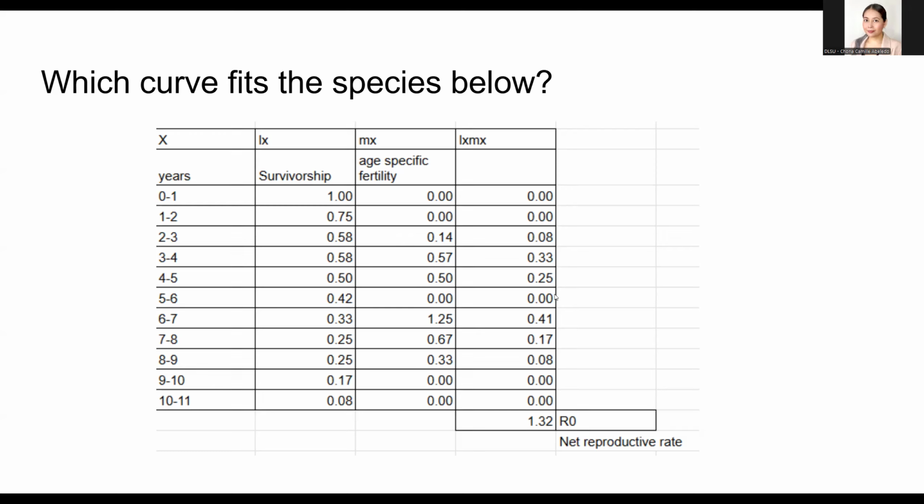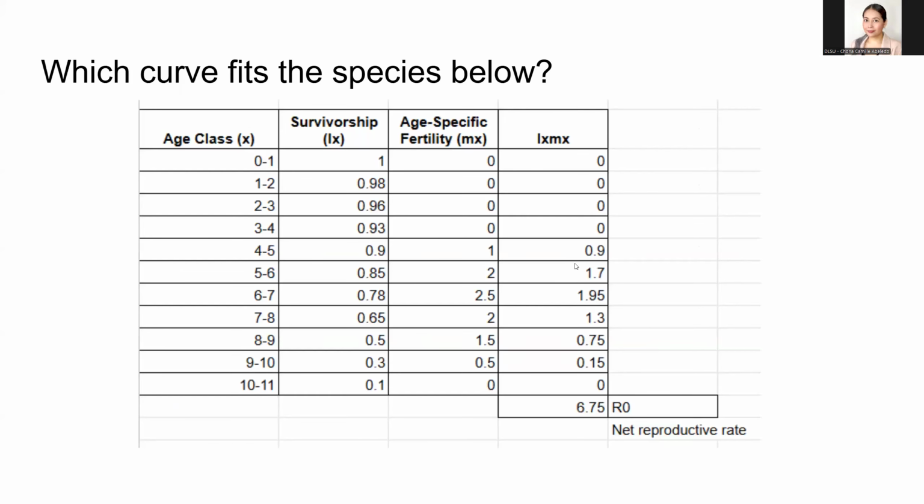So let's see if you can apply it to another fecundity schedule. Let's look at this one. Given this fecundity schedule, does this species represent a type 1, type 2, or type 3 survivorship curve? Kyle, go ahead. So in this fecundity schedule, it's type 1 since the peak is also at the 6 to 7 age class, but it's reflecting a 78% survivorship, meaning that the majority of the population is still surviving. So it means that it's type 1.